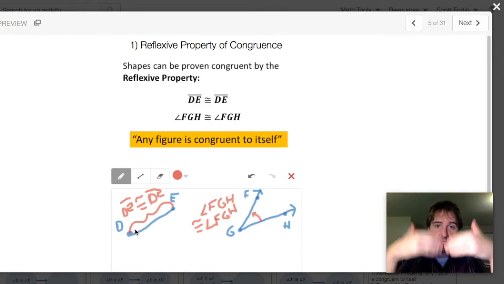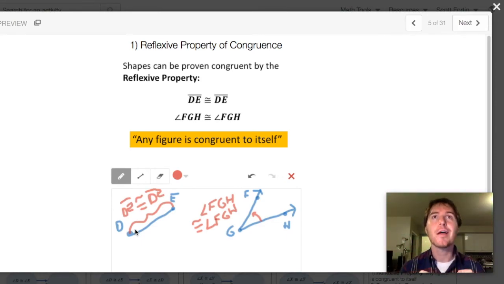And reflexively means you look back at yourself, right? The mirror reflects at me. So what I see in the mirror is kind of exactly the same as me. Not quite, obviously. It's not me. It's the man in the mirror. But anyways, that's the way you can remember it. Reflexive means just, well, what's itself? What can we say about itself? Well, it's congruent to itself.